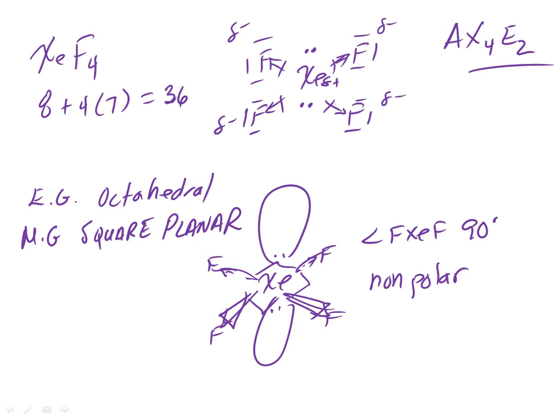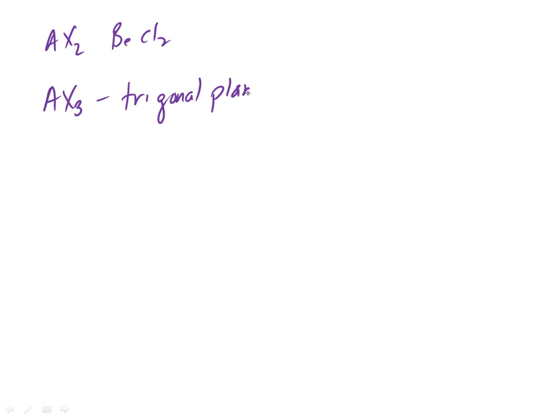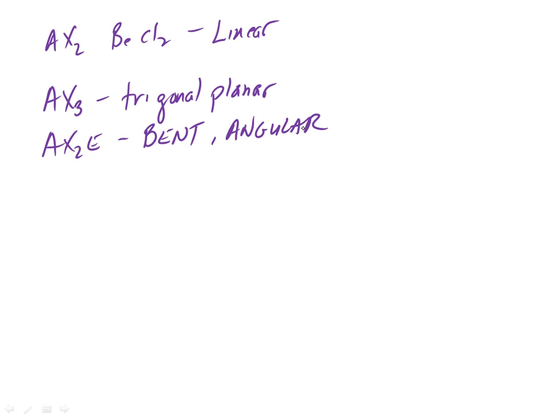So this concludes the different geometries. I guess we could do a summary here. The summary is we have AX2, and that was like the beryllium chloride. We have the category AX3, which is trigonal planar. Just for completeness up here, this is linear. So trigonal planar. Then you had AX2E, which was bent, or also called angular. And that was it for that category.